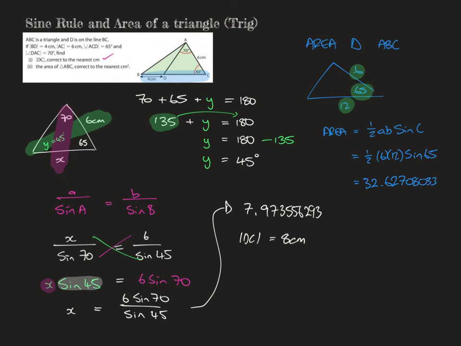32.62708033. It said give your answer to nearest centimeter squared. So it's nearest centimeter squared. We're just going to draw our line, look at the number that comes next. If that's 5 or greater, we have to round up. So in this case, it is greater than 5. So this 2 here will round up to a 3.